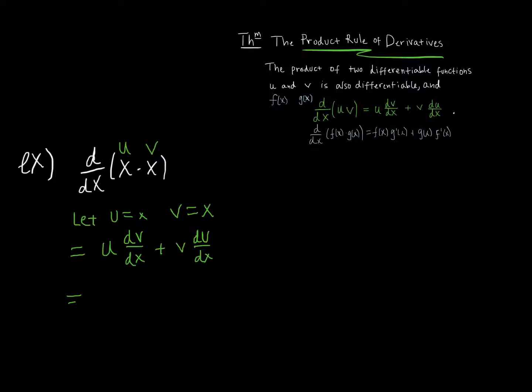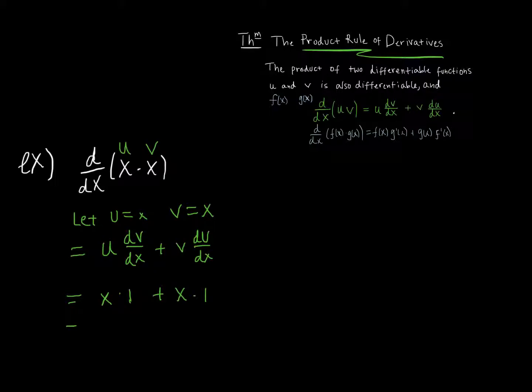All right, well, u is just equal to x. Then the derivative of v with respect to x, well, v is equal to x, so the derivative of this with respect to x is just 1 times 1 plus v, which is x, times the derivative of u with respect to x. U is equal to x, so the derivative of x with respect to x is just 1. So times 1 again.